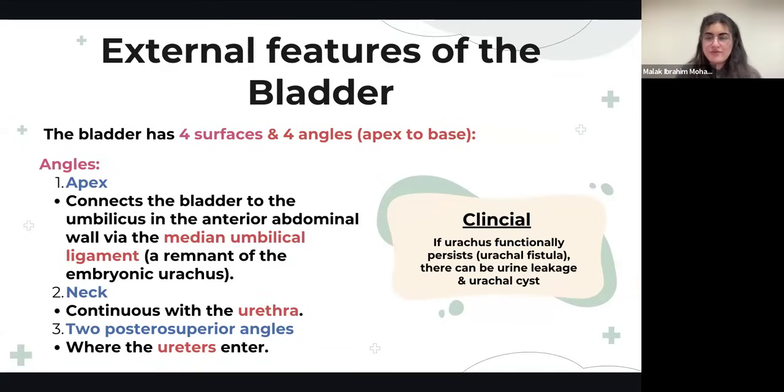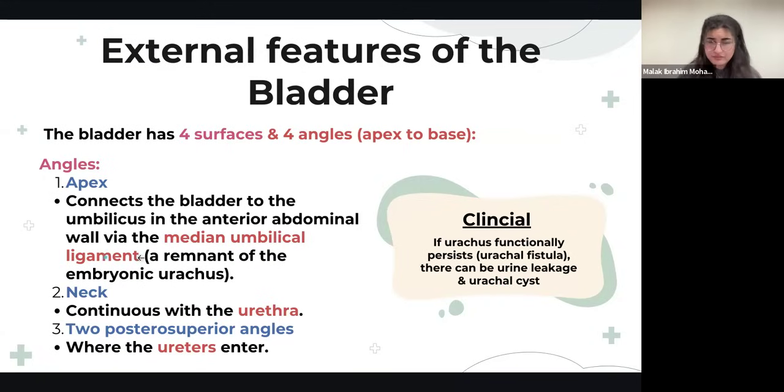However, if during birth the embryonic urachus is not closed properly and it stays open, you would have a urachal fistula, which would mean that you would have urine leakage from the umbilicus because it's still connected. It's not obliterated anymore. It's still there. So then you would have urine leakage and you would have a urachal cyst.